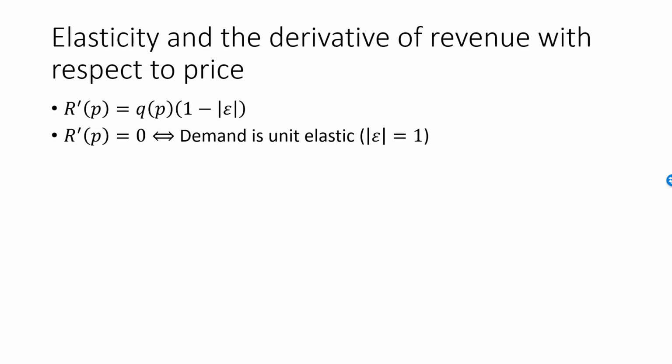is 0. When epsilon is precisely minus 1, a small increase or decrease in price will have no effect on the revenue. As long as q is not 0, the opposite is true as well. When the derivative is 0, the absolute value of epsilon must be equal to 1.